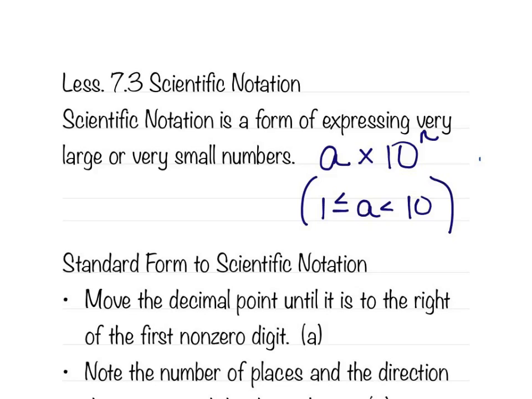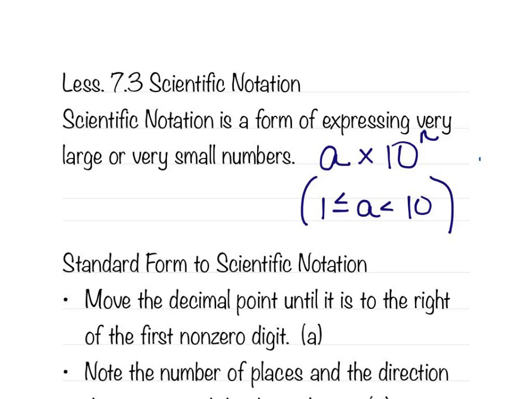Lesson 7.3, Scientific Notation. Scientific notation is a form of expressing very large or very small numbers. The form is as follows: A times 10 to the nth power. Please note, A is a number that is greater than or equal to 1, but is less than 10.